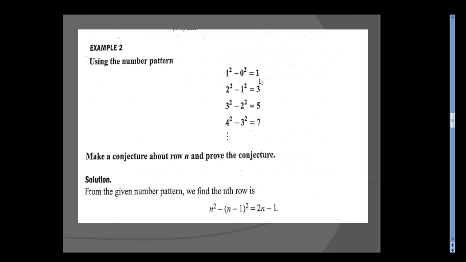1, 0 and 1. So n square minus (n minus 1) square is equal to 2n minus 1, because all the values are odd numbers. Just substitute 1 and check: 1 square minus 0 square. When you substitute 1, we get the first one. Similarly, put n equal to 2, we will get the second statement. Likewise we can verify our general term.